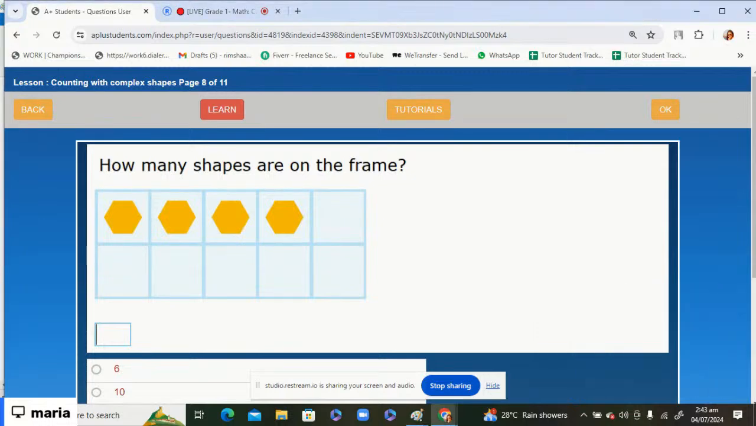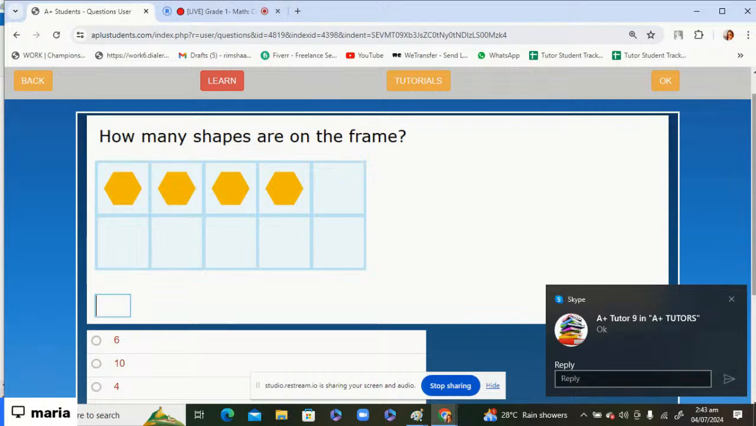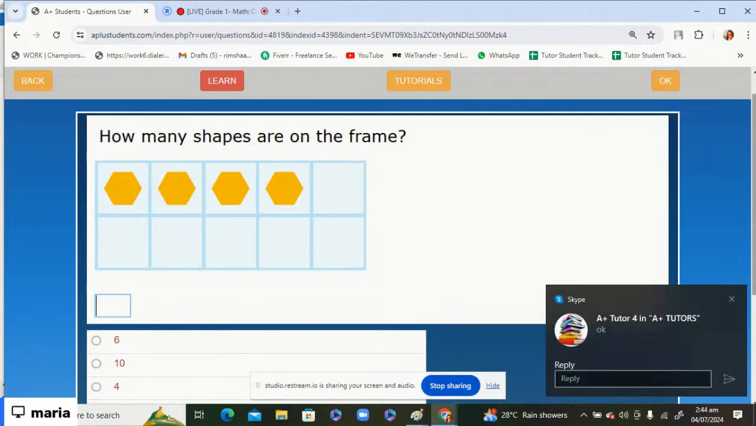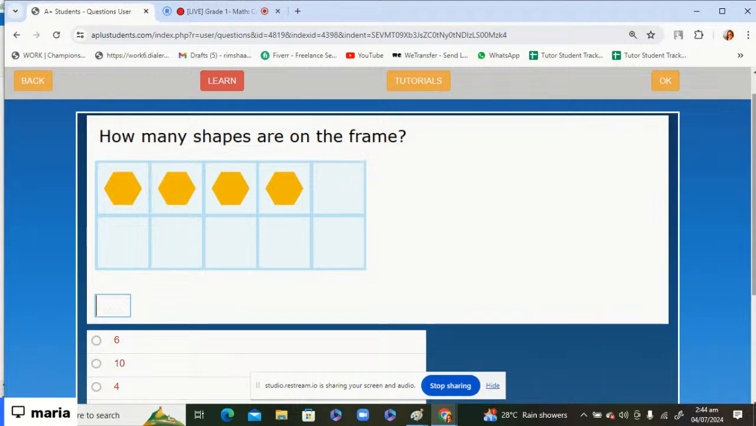So the last question we will solve now. Okay, then we'll finish up the class. So how many shapes are on the frame? Count the shapes and then tell me. Let's just count it. You guys count it and please then tell me the answer of this one. This is so easy. Count these shapes as well. And then tell me how many total shapes are there.